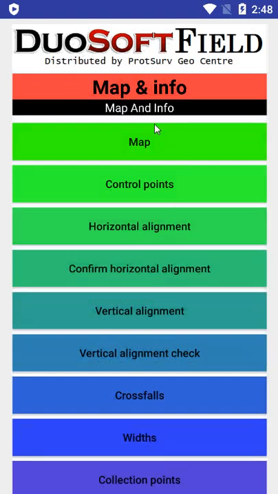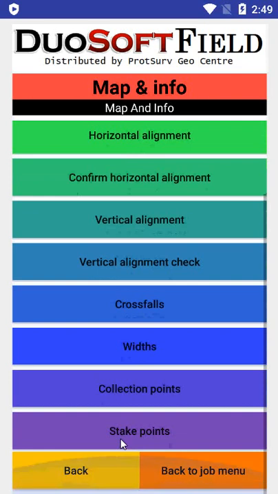And you will notice that we have a lot of submenus here, and on the other videos I've gone through all these other submenus: the map submenu, control point, horizontal alignment, confirm horizontal alignment, vertical alignment check, cross faults, widths. And in this video I'll be talking about the collection point submenu and the stake point submenu.